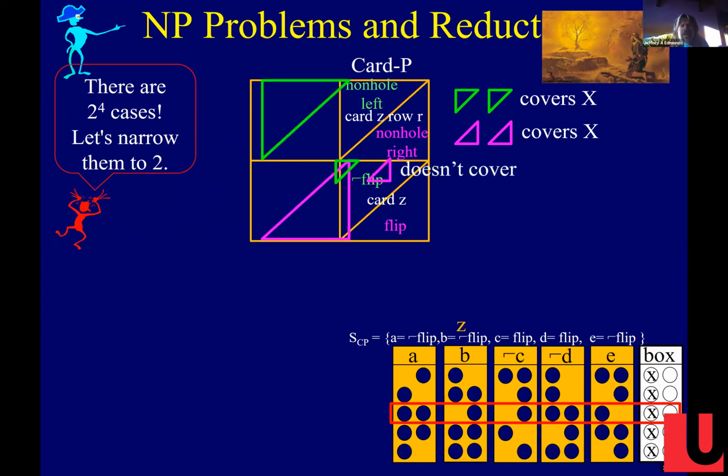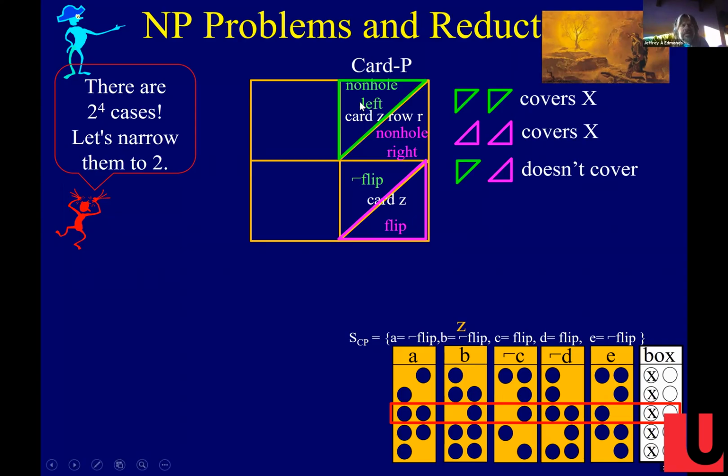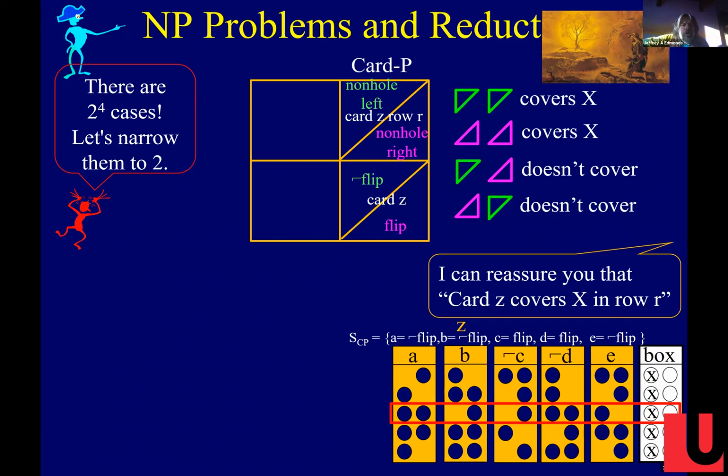Now, what about these other weird cases? Well, if you do that case, it doesn't cover. See, it doesn't cover. In that case, it doesn't cover. Does that make sense? So what do we know? We know that the oracle promised that the card she mentioned covers the row we mentioned. So she promised that. So that eliminates these two possibilities. Does that make sense? Yes.